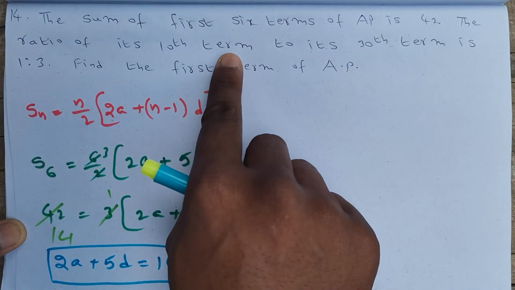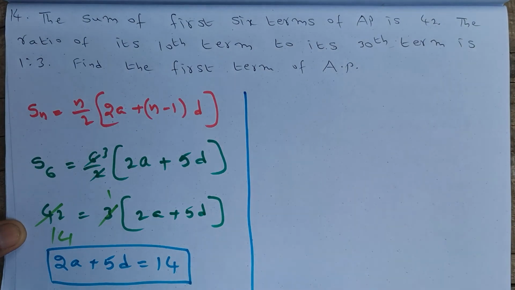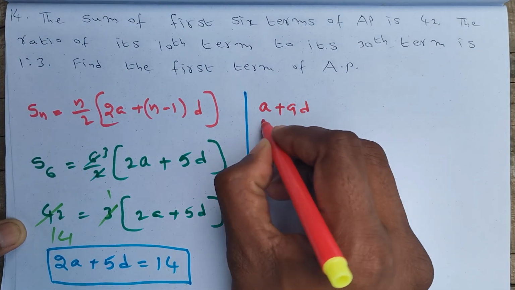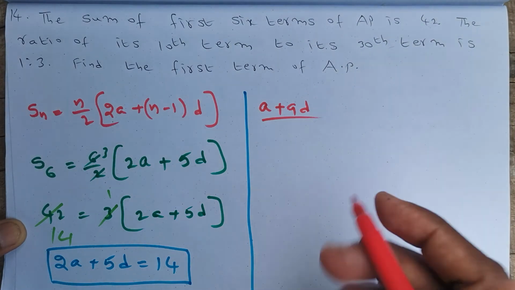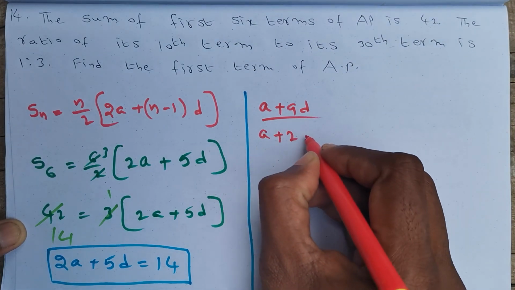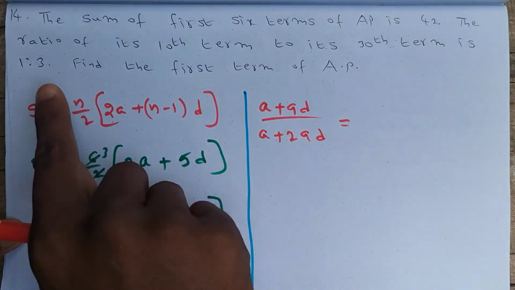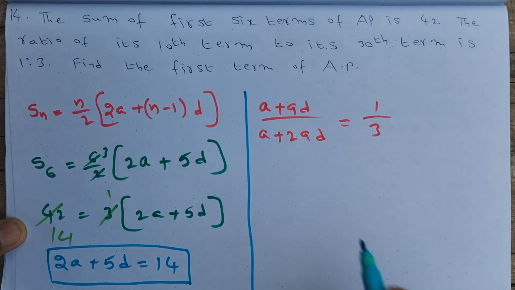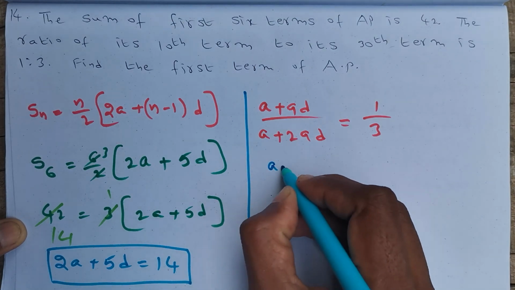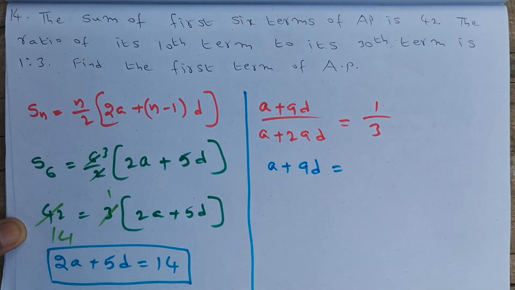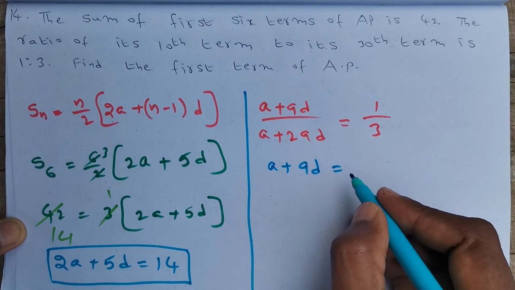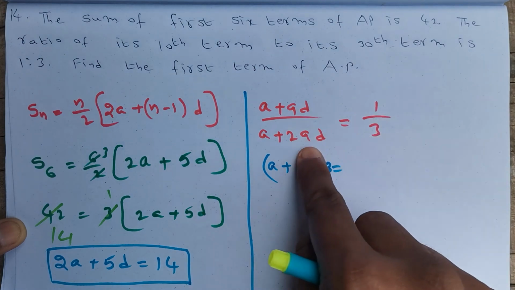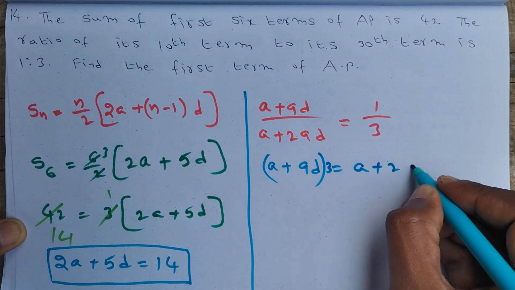Next one. The ratio of its 10th term, what is the 10th term? a plus 9d, divided by its 30th term, what is the 30th term? a plus 29d. That ratio is 1:3, nothing but 1/3. If you do cross multiplication, (a plus 9d) into 3 is equal to 1 into (a plus 29d).